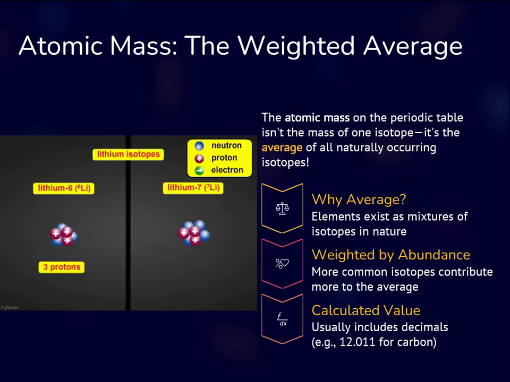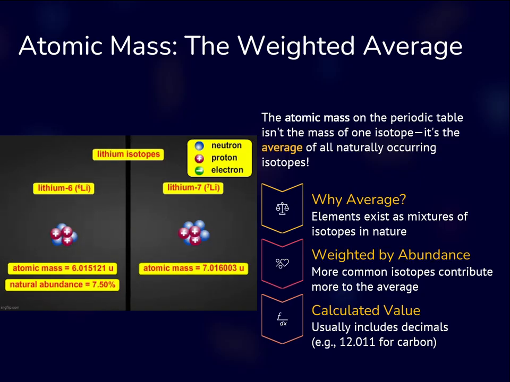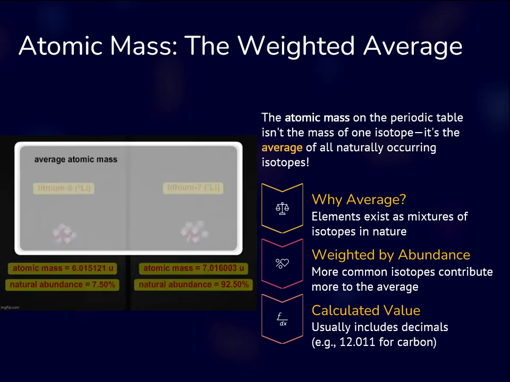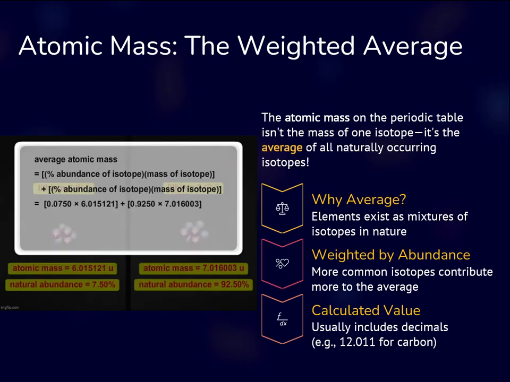When you look at the periodic table, even the periodic table that you've taped to the inside of the back cover of your interactive notebook, you'll notice that the atomic mass listed under each element isn't a whole number. For example, carbon's mass is about 12.011, meaning not exactly 12. But that's because most elements exist as a mixture of isotopes in nature, and the atomic mass you see is actually a weighted average of all those isotopes.